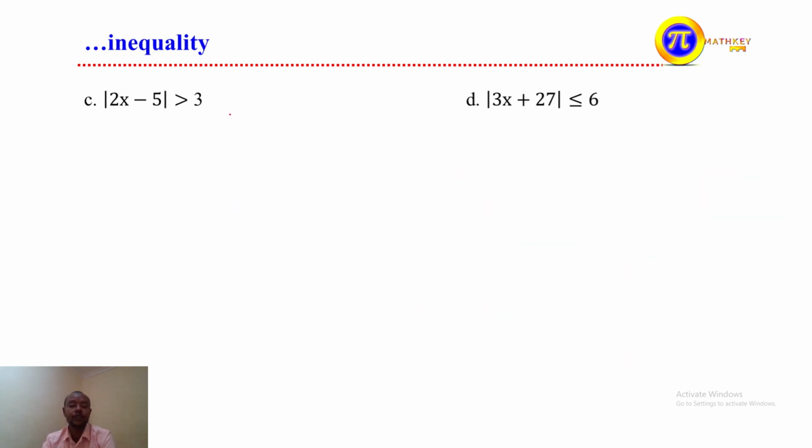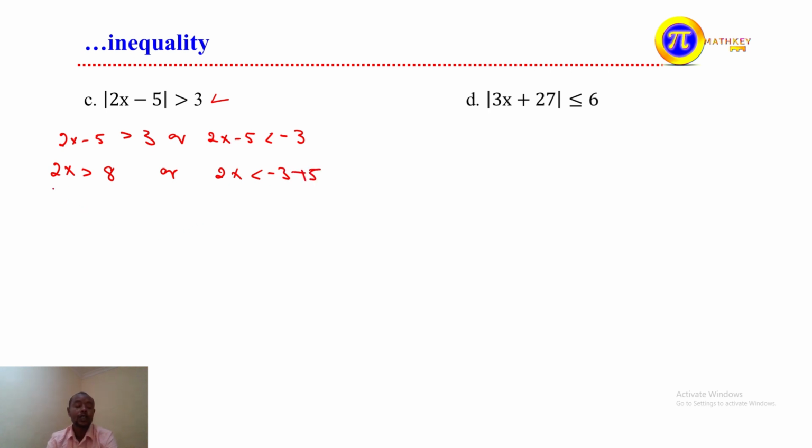Similarly, let's try to solve the next one. That means 2x minus 5 is greater than 3. Since 3 is positive, as we said before, this implies 2x minus 5 is greater than 3, or 2x minus 5 is less than the negative of this constant, that is minus 3. This means 2x is greater than, taking negative 5 to the right side, it becomes 8. Or in the case of this one, 2x is less than negative 3 plus the same 5, that is 2.